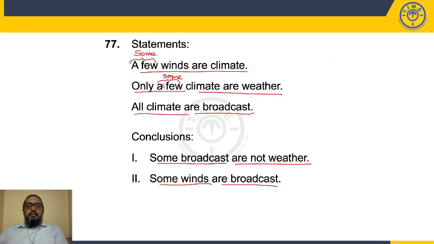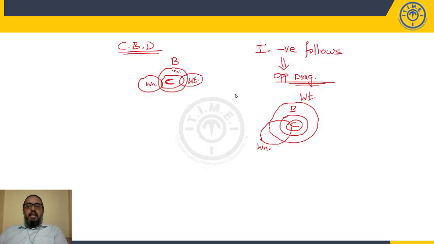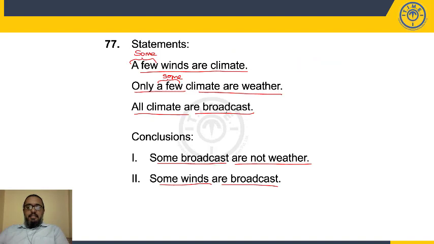Then the second one, only some climate are weather. Now see, only some climate are weather means there should be some climate which should not come under weather. But what is happening? All the climate are coming inside weather. So the second statement is not being satisfied in the opposite diagram. Hence, the given negative conclusion follows.